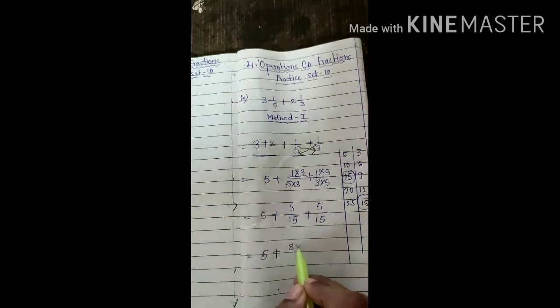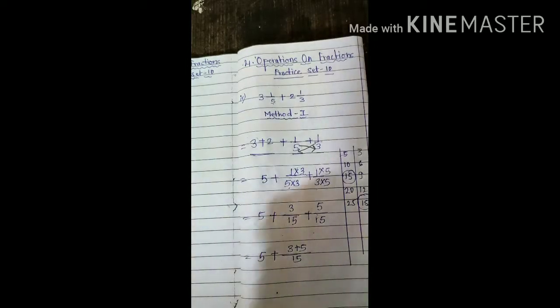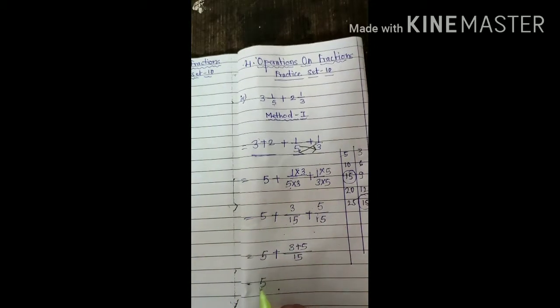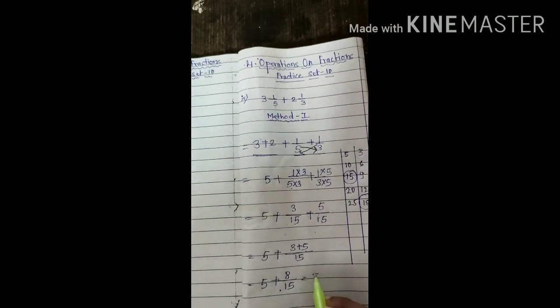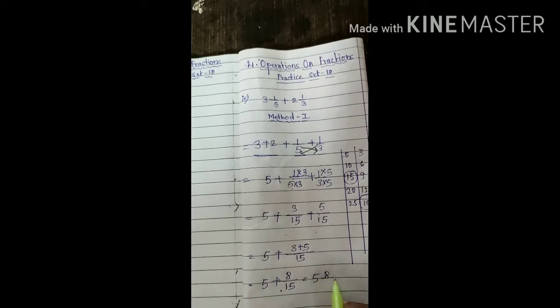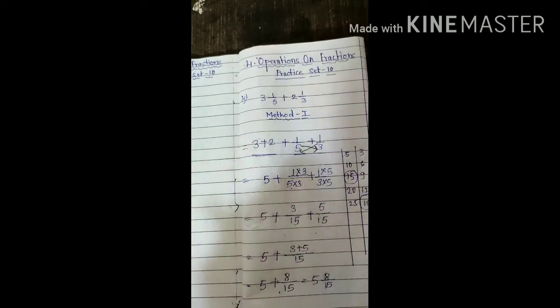That is 3 plus 5 upon 15. You write the 15 only once. So 5 plus 3, that is 8 upon 15. So your answer is 8 upon 15.